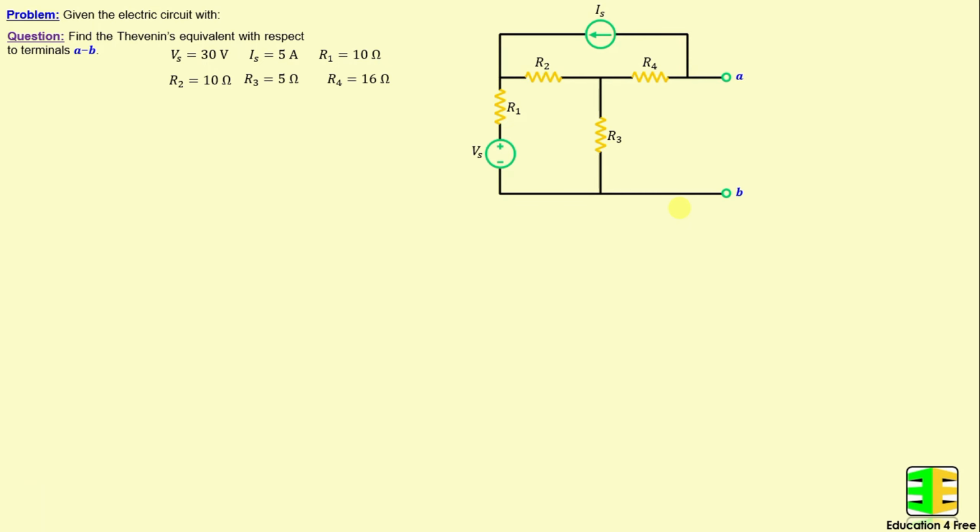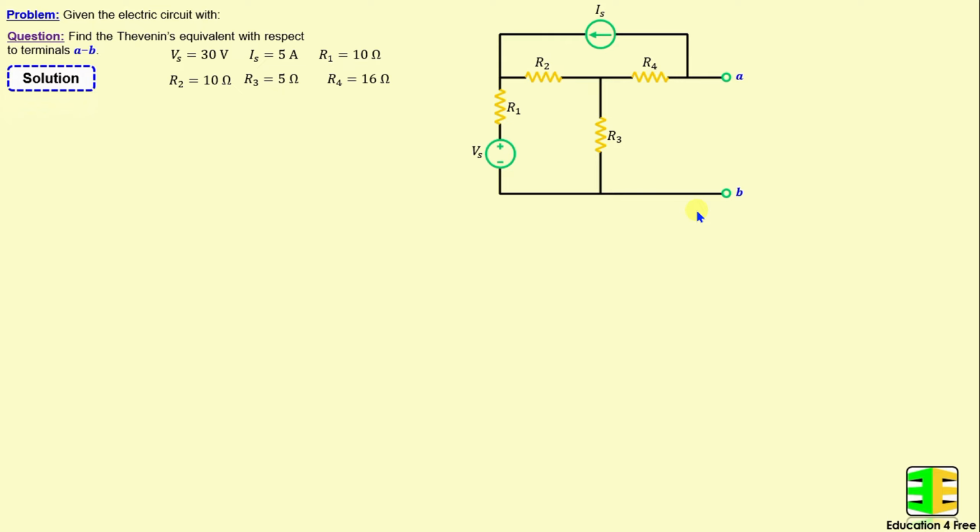Let's consider this network consisting of 4 resistors labeled R1 through R4 as well as 2 independent sources, Vs and Is. The question now is to find the Thevenin's equivalent with respect to terminals A and B. Let's move on to the solution.